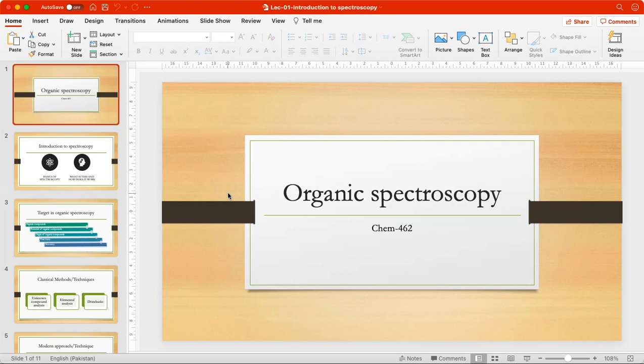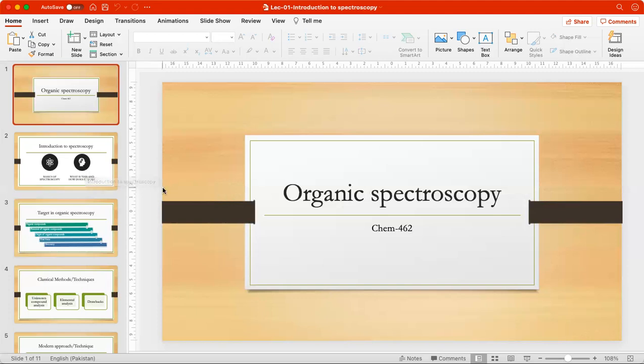You can also call it analytical analysis, by which we gather information about the molecular structure through careful analysis, and the categories of these analyses are either absorption, emission, and scattering of electromagnetic radiation by the compounds. So this is the general concept of spectroscopy.